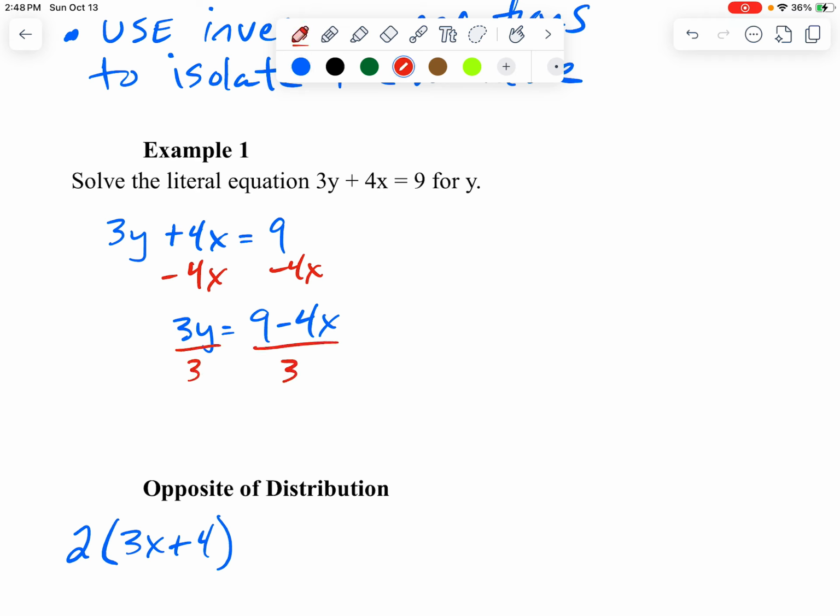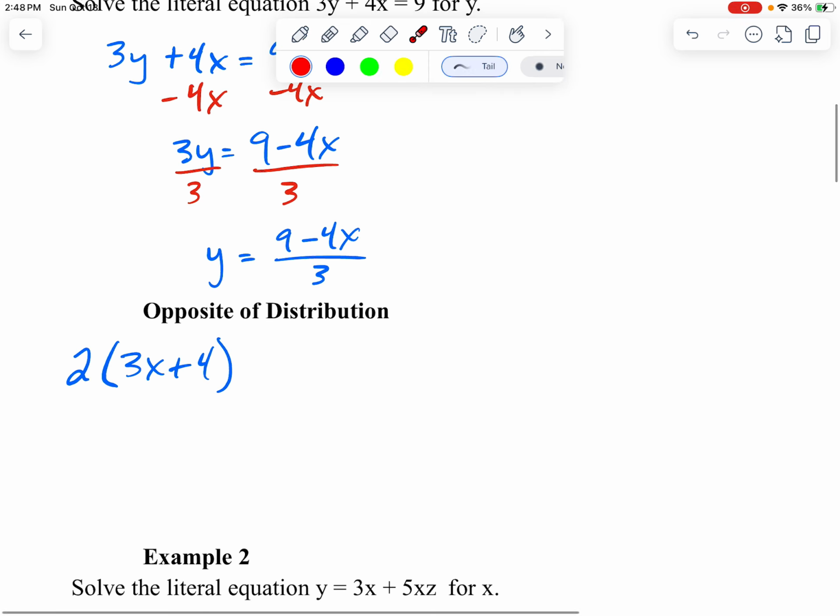Divide both sides by 3. y equals (9 minus 4x) over 3. And again, since this 9 is divisible by 3, we could split this up and do that little bit more division, but I'm fine with you leaving it just like this for now.